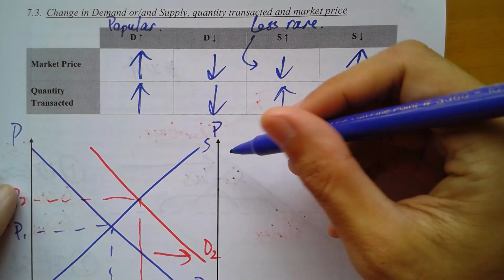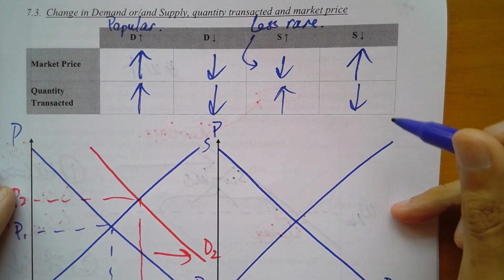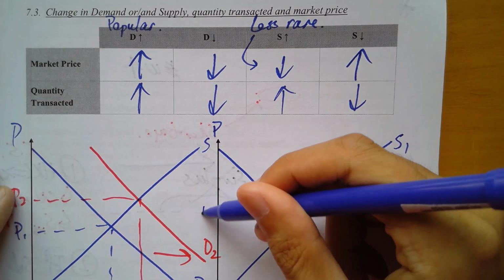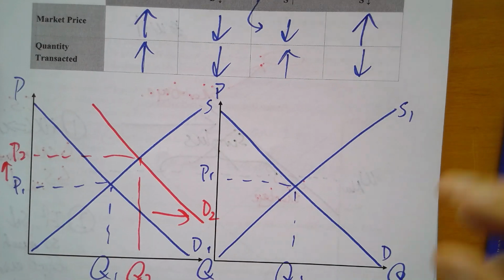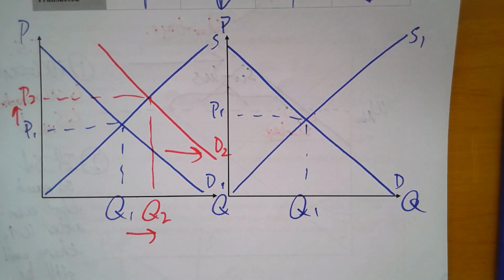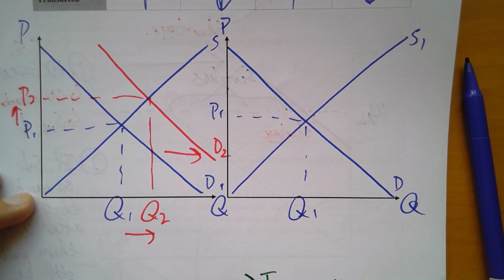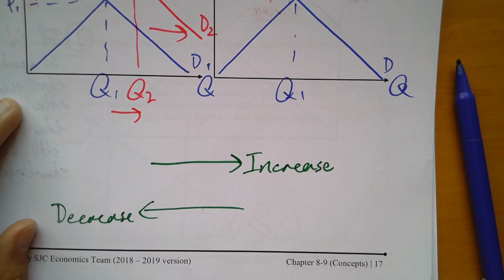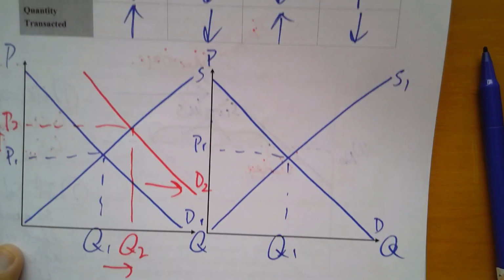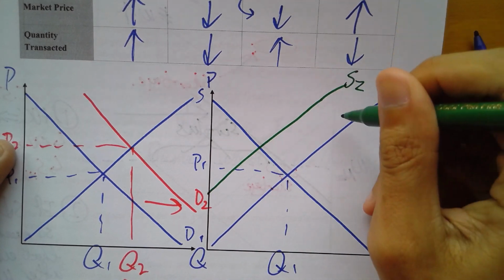This time we want demand to be constant, but here we have supply 1. This is our P1, this is our Q1. Now let's do a decrease in supply. Remember, right is increase, left is decrease. This applies to both demand and supply. So this time we want a decrease in supply, let's shift our supply curve to the left.